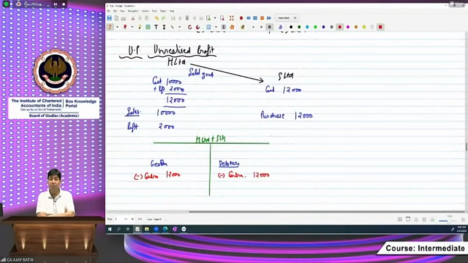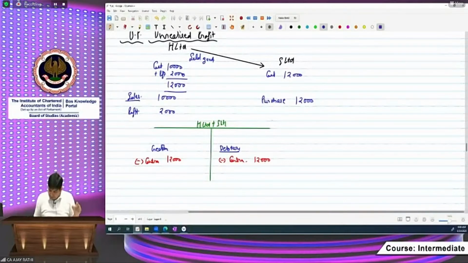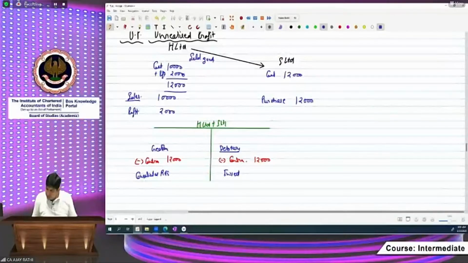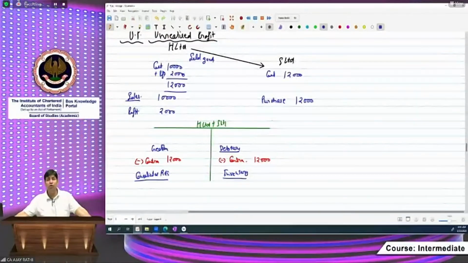Along with that, one more thing you need to consider. Beta, see, one more thing is there. In the case of consolidated reserve and surplus, and here inventory, can you tell me one more thing what you have to do here? Think. What you must also consider here to come to the real value. That is the unrealized profit, that is stock reserve.